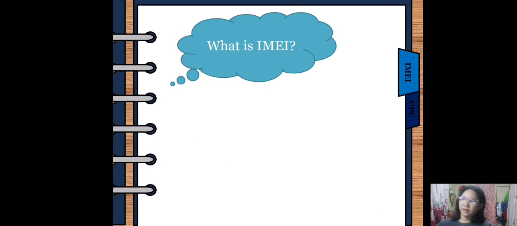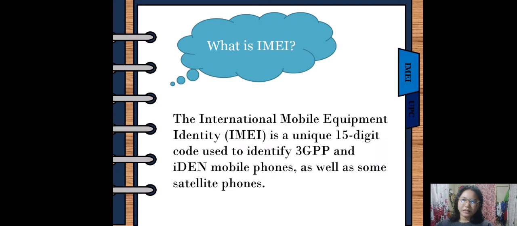So now we will proceed to IMEI. What is IMEI? The International Mobile Equipment Identity, or IMEI, is a unique 15-digit code used to identify 3GPP and iDEN mobile phones, as well as some satellite phones.